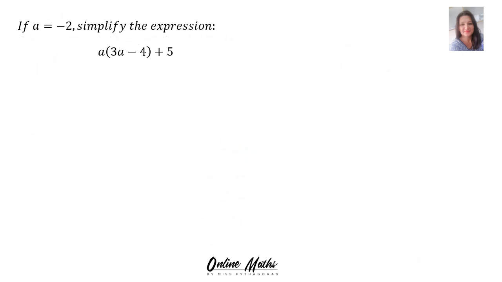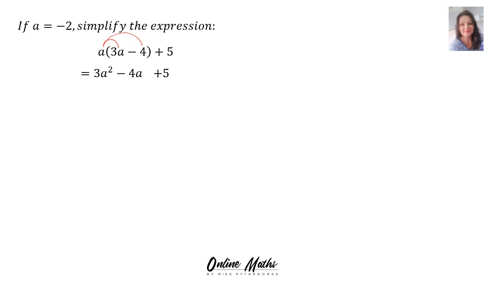Let's do another example. If a is negative 2, simplify the expression. And then there's your expression. So the first thing you're going to do is get rid of the bracket by multiplying in the a. And then it becomes a times 3a is 3a squared. And a times negative 4 is negative 4a. And the 5 rides with. Now, 3a squared and 4a, they are not like terms, so we can't add them.